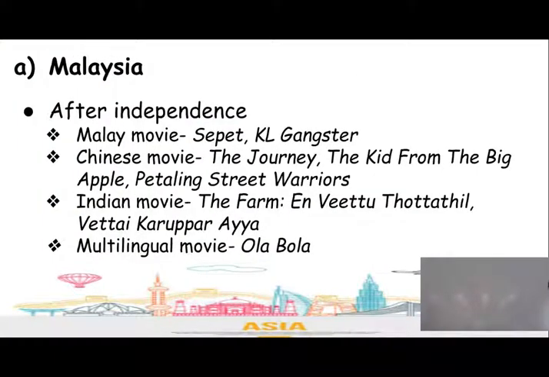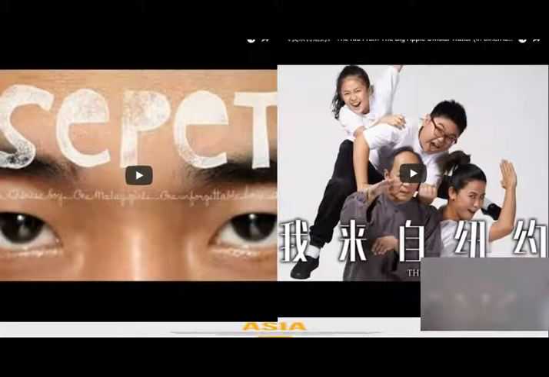After independence, Malaysia still has different movies from different races, and we have multilingual movies. Here is the example. First, the Malay movie, Sepet. Sepet is a Malay word that means small eyes, and this is a common characteristic of Chinese people. Let's see the trailer.